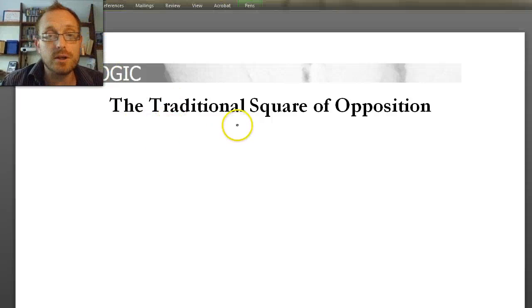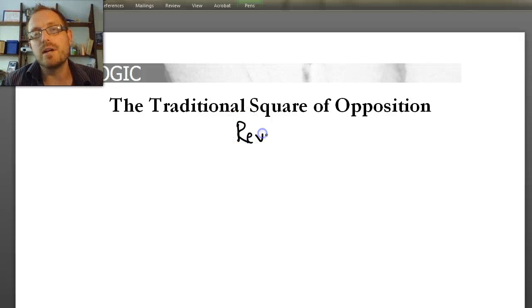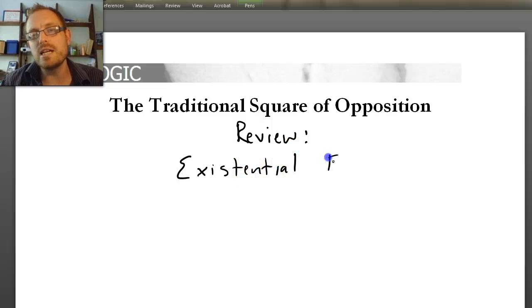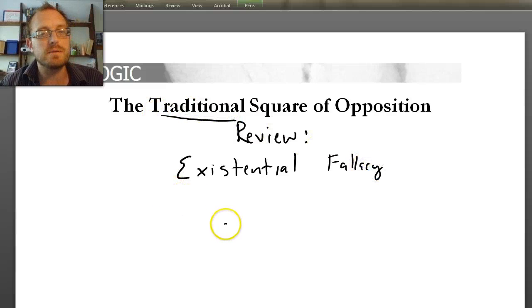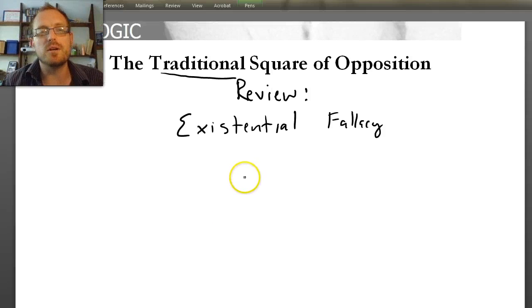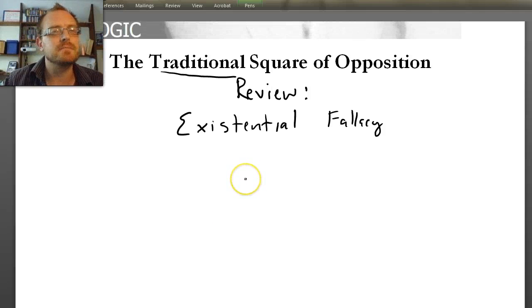I want to start off with a quick review today. What I want to review is something we haven't discussed in a couple sessions here, and that is the existential fallacy. The reason I want to discuss this is because we're talking about the traditional square of opposition. We looked at the modern square of opposition originally. Some of you may be wondering, why are we looking at the traditional one after the modern one?